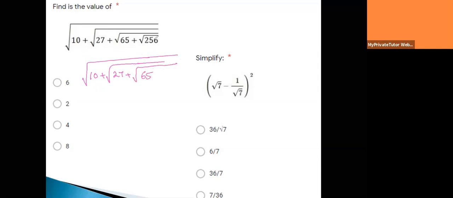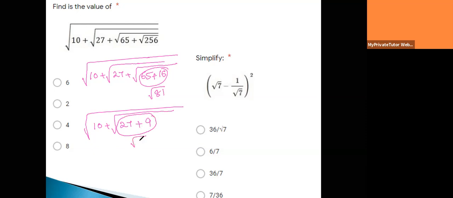65. What is square root of it? I'm just simplifying 256 first, which is 16. So which is nothing but square root 81. The next step would be 10 plus square root 27 plus square root 9. Square root 81 is 9, right? And then this 27 plus 9 is square root of 36. Finally, 10 plus what is square root 36? 6, which is square root 16.